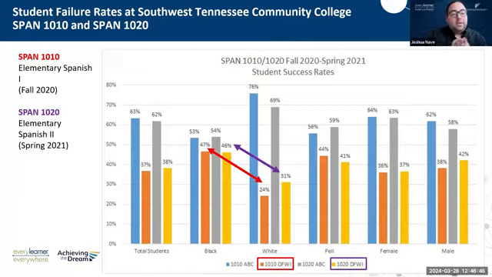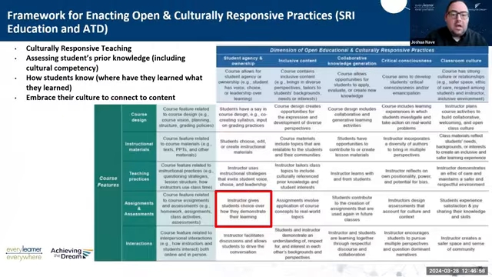And so that's where the discussion, especially that we had with ATD and through the OER grant, really helped open our minds. And on the next slide, we're going to look at something that we took away from the TBR instructional materials grant, and that is the framework for enhancing open and culturally responsive practices provided by SR Education and ATD. This changed everything for us.